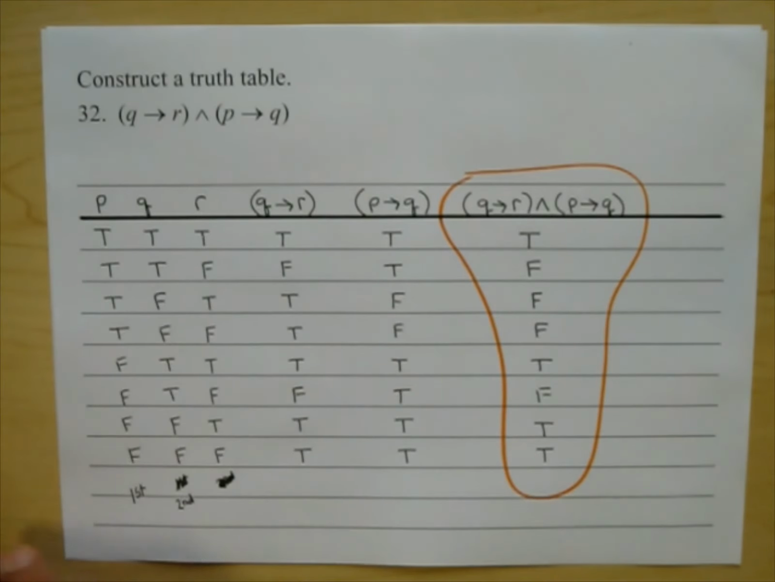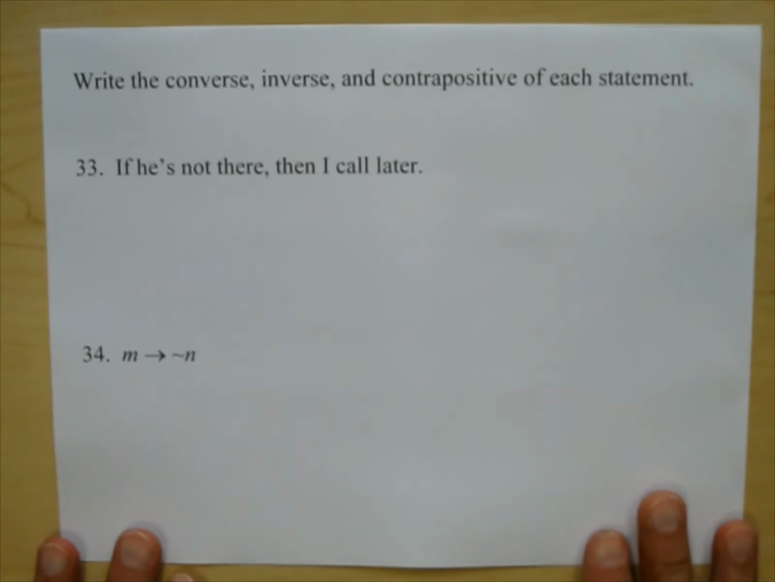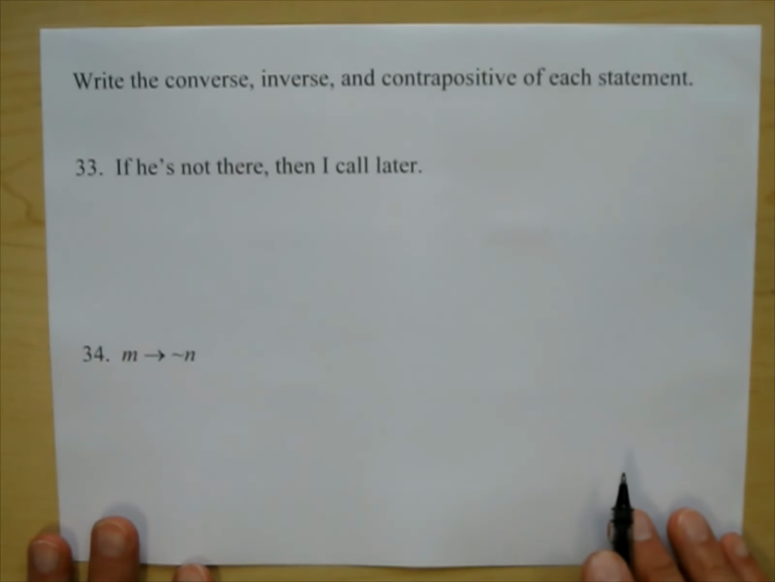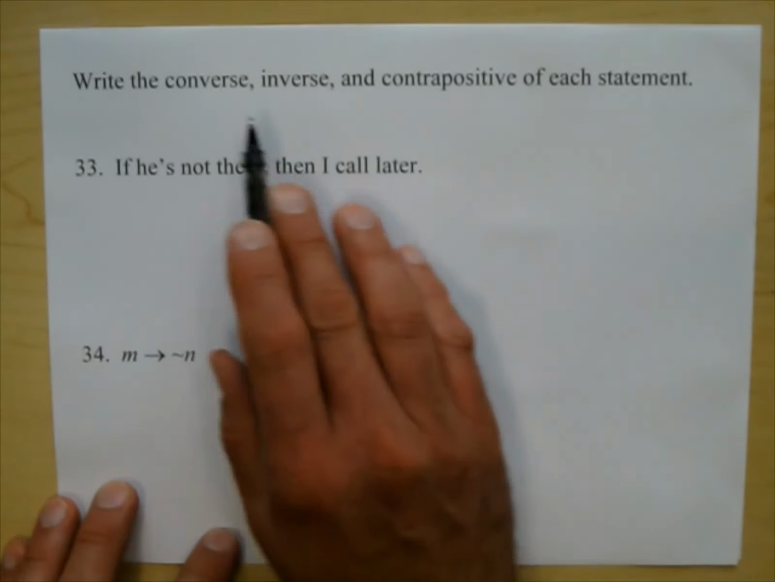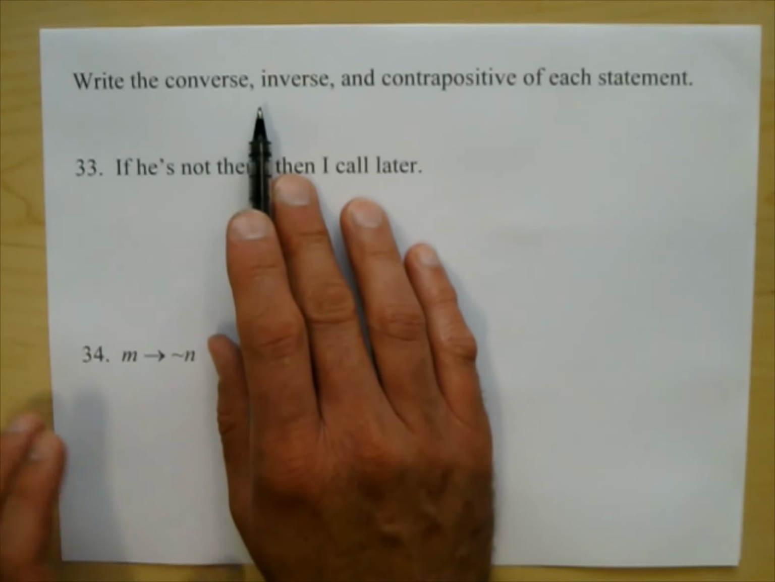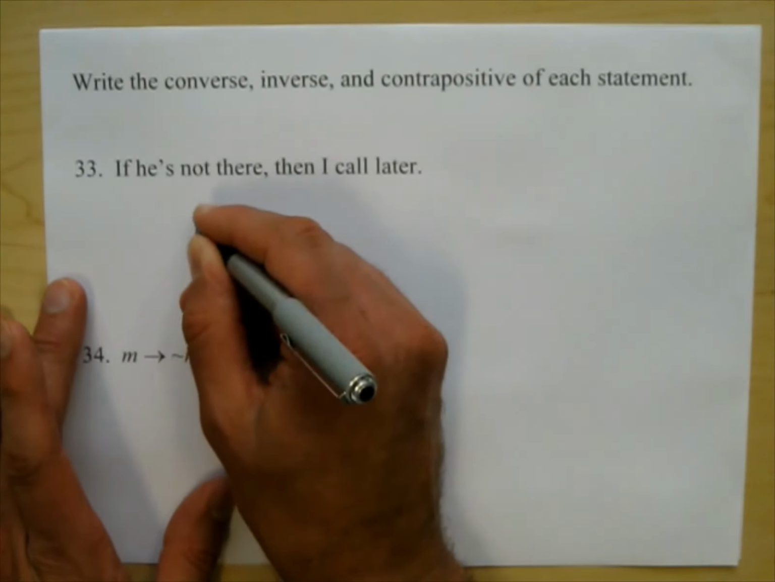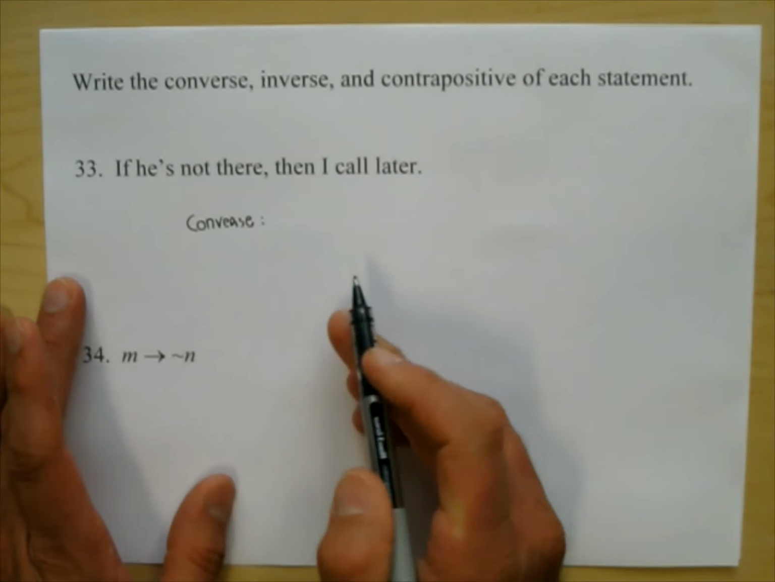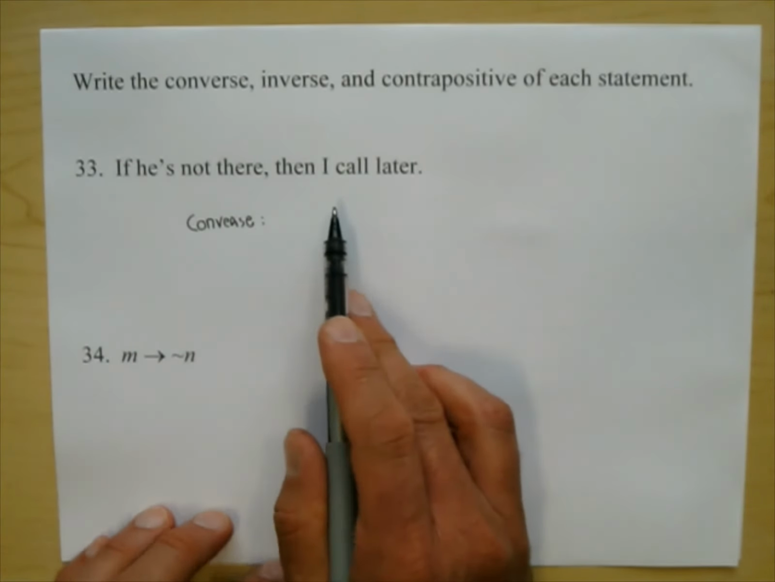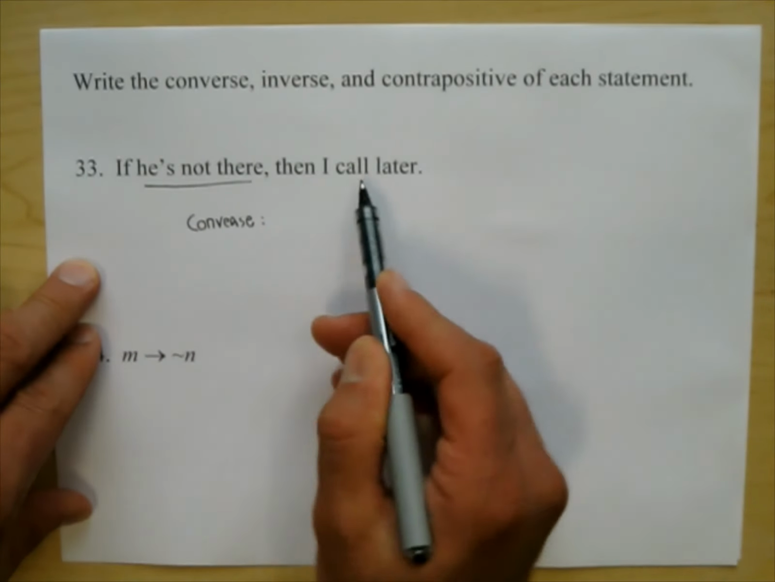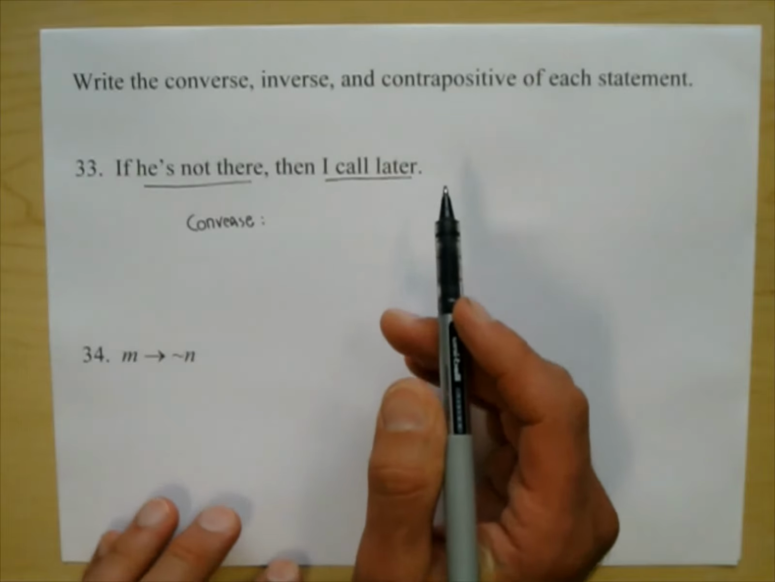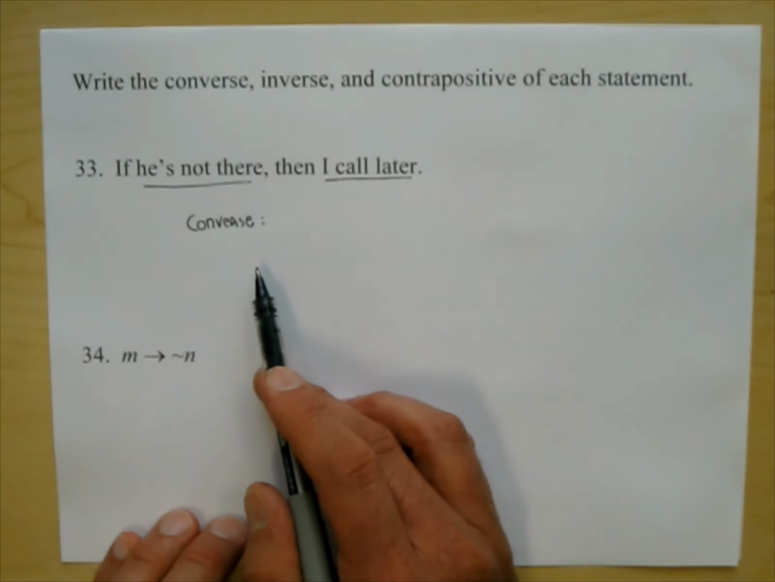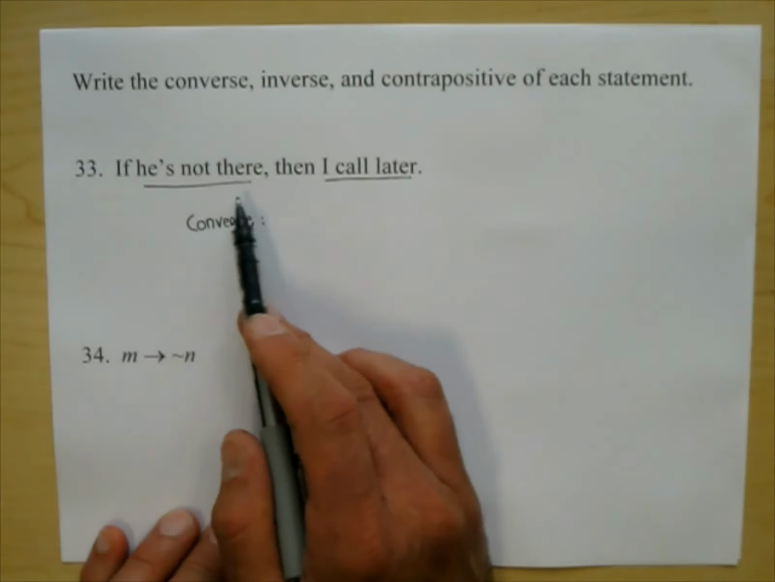Okay, let's continue to do more review problems. Number 33. Write the converse, inverse, and contrapositive of each statement. Now on the exam, these might be switched around. So let's see if we can do this. Converse. So what the converse does with the hypothesis and the conclusion. So here's the hypothesis, he's not there. Here's the conclusion, I call later. The converse swaps them. So if he's not there, then I call later.